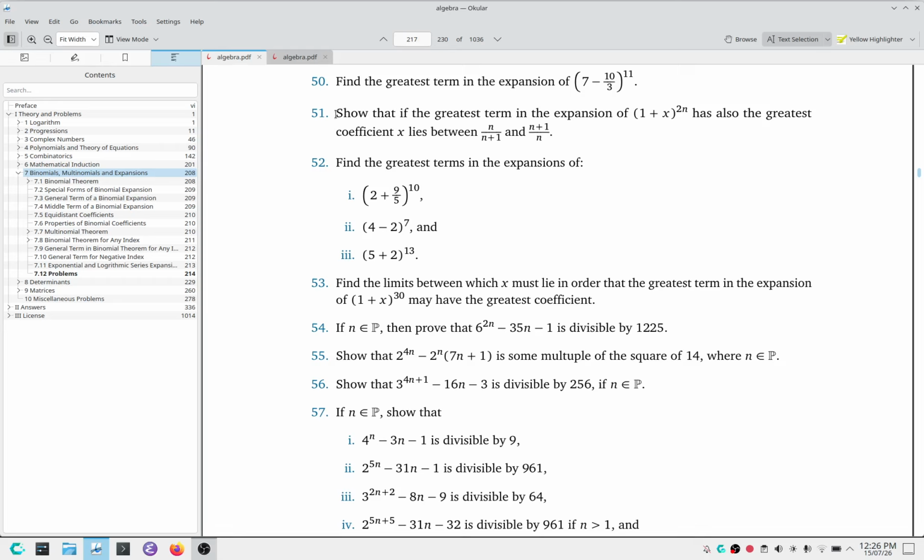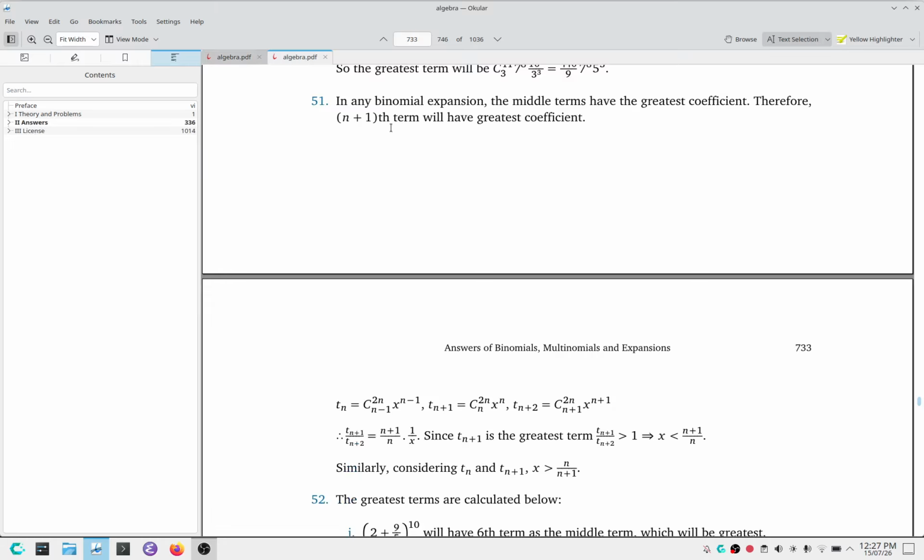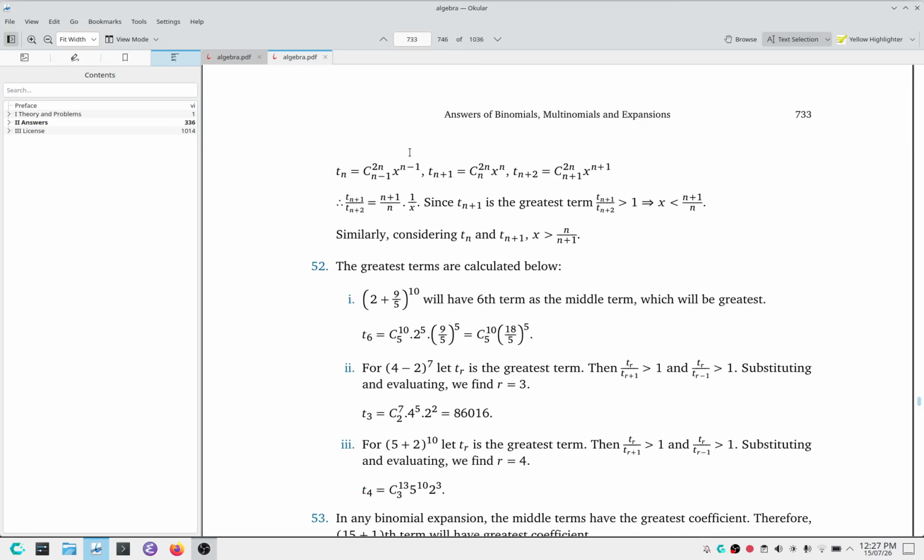Question 51 says that show that if the greatest term in the expansion of (1 plus x) to the power 2n has also the greatest coefficient, x lies between n upon n plus 1 and n plus 1 upon n. So the middle terms have the greatest coefficient, therefore the middle term in this case, the (n plus 1)th term, will have the greatest coefficient.